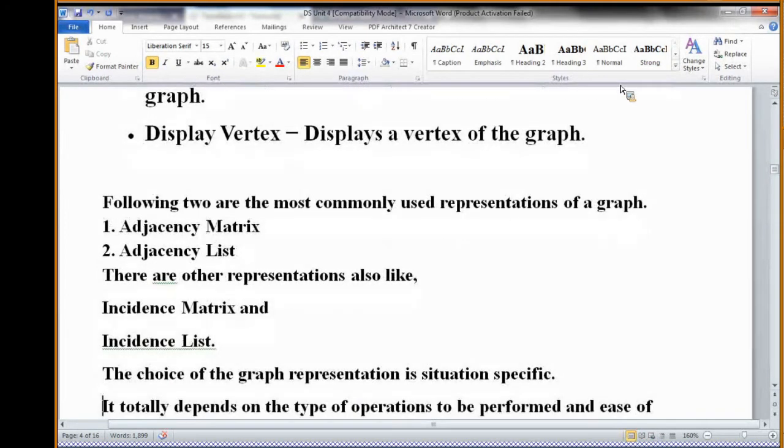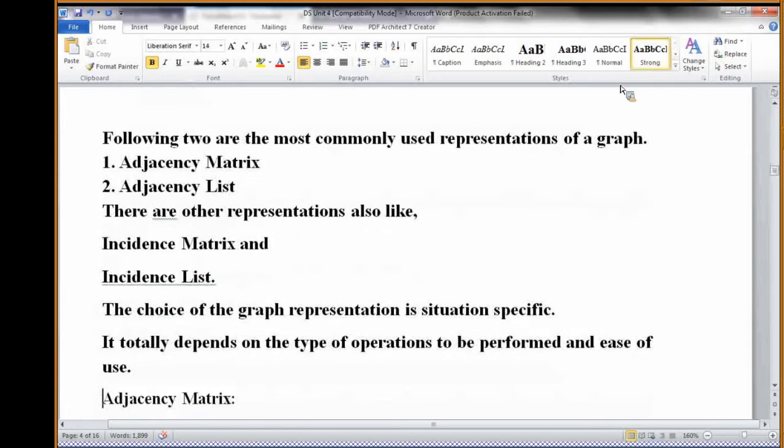Next, most commonly, how will you represent a graph? There are two methods most commonly used to represent a graph. The first one is the adjacency matrix and the second one is the adjacency list. A graph will be represented and stored in the form of either an adjacency matrix or an adjacency list. There are other representations also, incidence matrix and incidence list, but mostly the adjacency matrix and adjacency list are used to represent the graph.